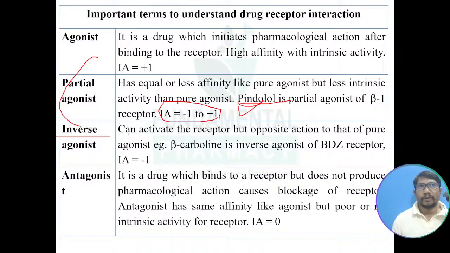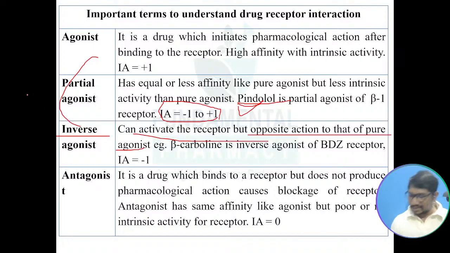An agonist will combine with the receptor and activate it, and will increase the intrinsic activity. An inverse agonist can also activate the receptor, but it will produce an opposite action to that of the pure agonist or full agonist. For example, noradrenaline, by interacting with the beta receptor, increases the blood pressure. It's a full agonist. A partial agonist will not be as active, and an inverse agonist will show opposite activity. So what do you mean by inverse agonist? It can activate the receptor, but the opposite action is there.